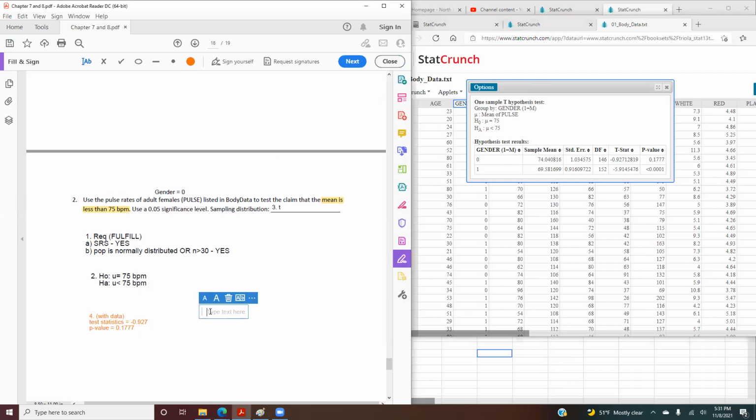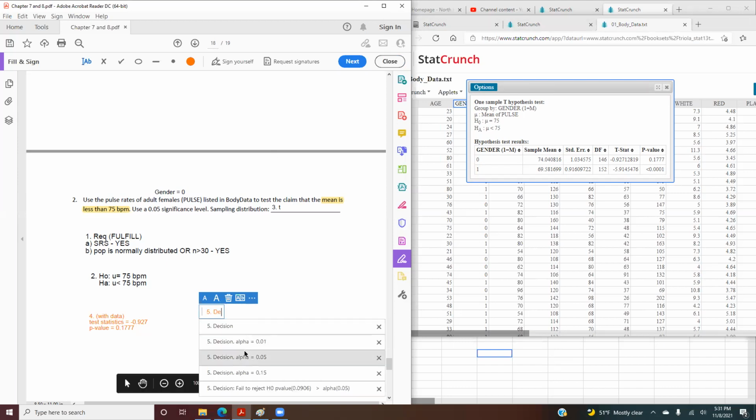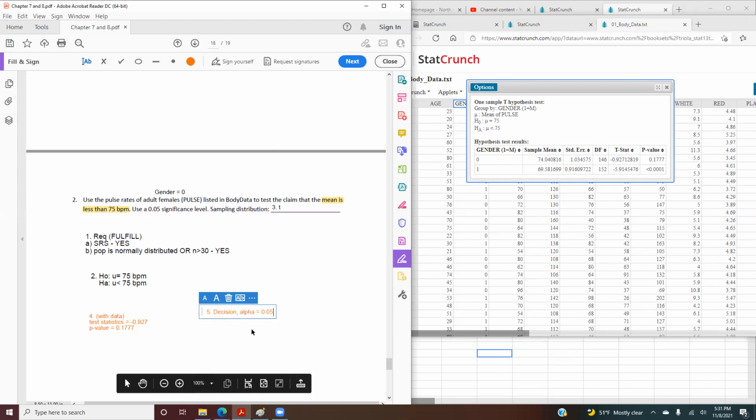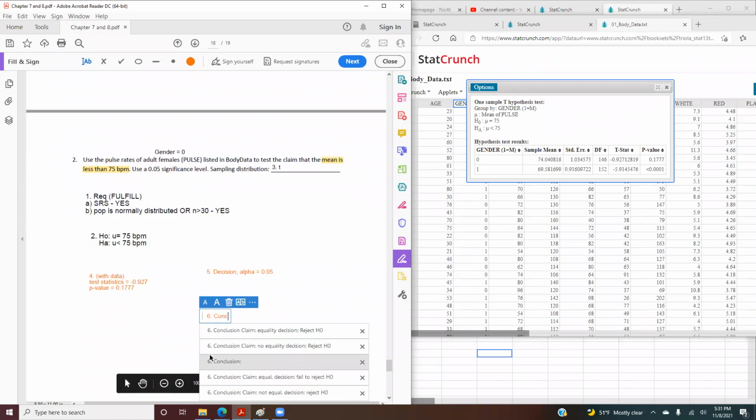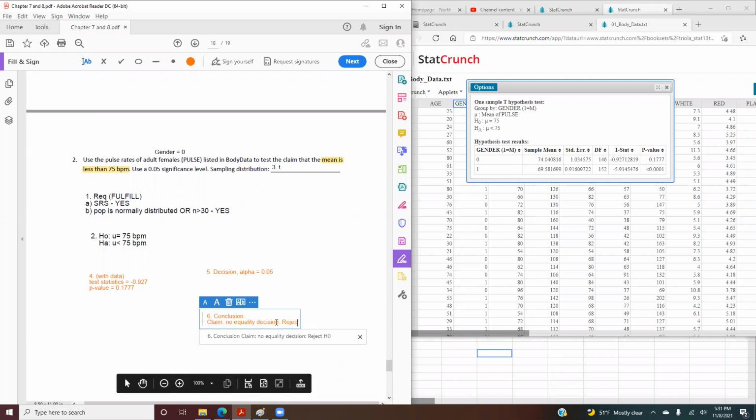All right. I want you guys to do step 5 and step 6 on your own, which is the decision and conclusion. This is very important. Please try this on your own. I think it's fail to reject.